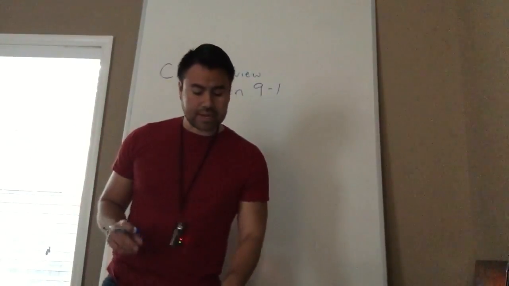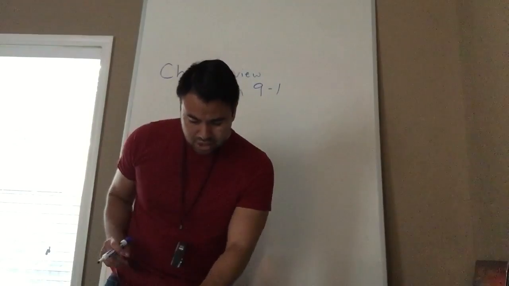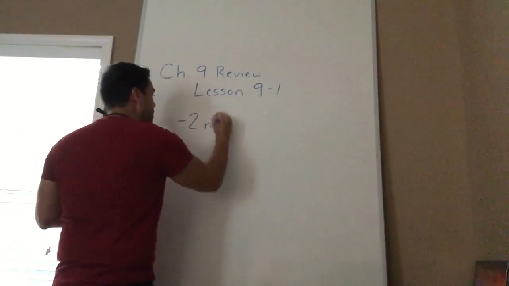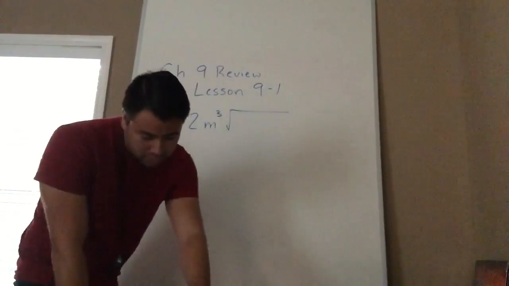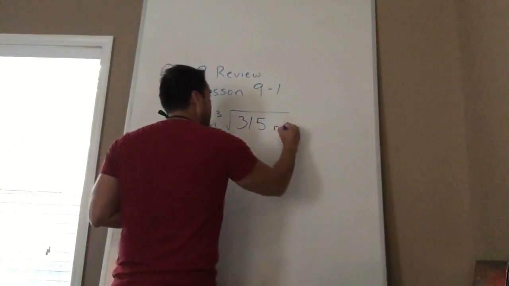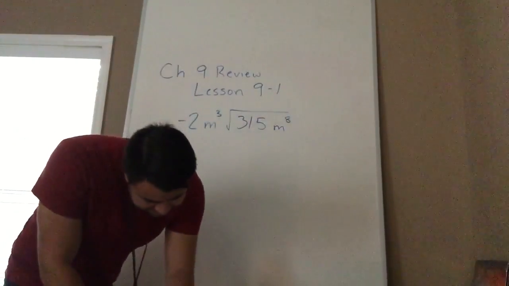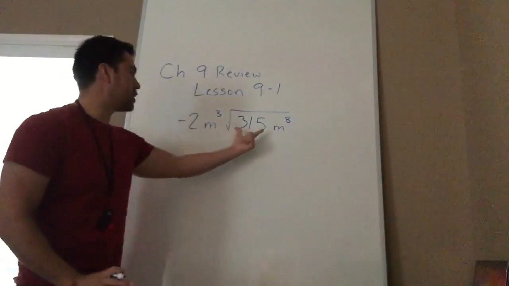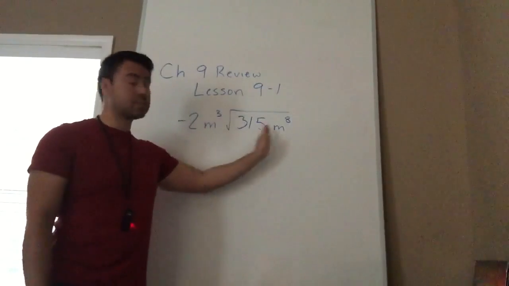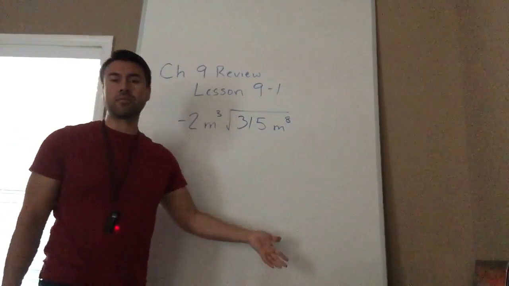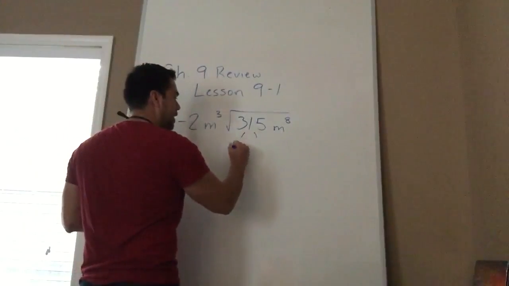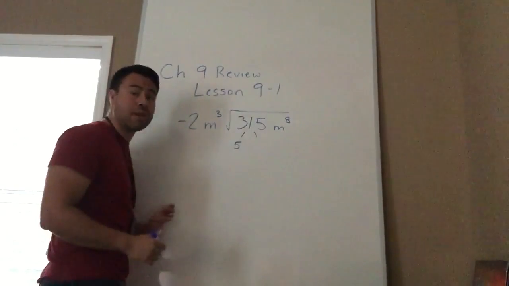Okay, so on 9-1, you have to be able to simplify expressions such as negative 2m to the third times the square root of 315m to the eighth. What you want to do is always simplify what's in the radical as much as you can, whether you have just one expression or an equation or Pythagorean theorem. Please simplify all your radicals. So I'm going to do that here by breaking down my number using prime factorization.